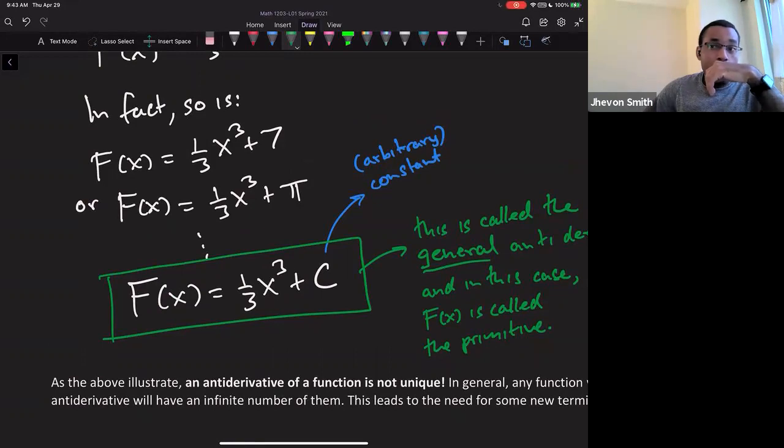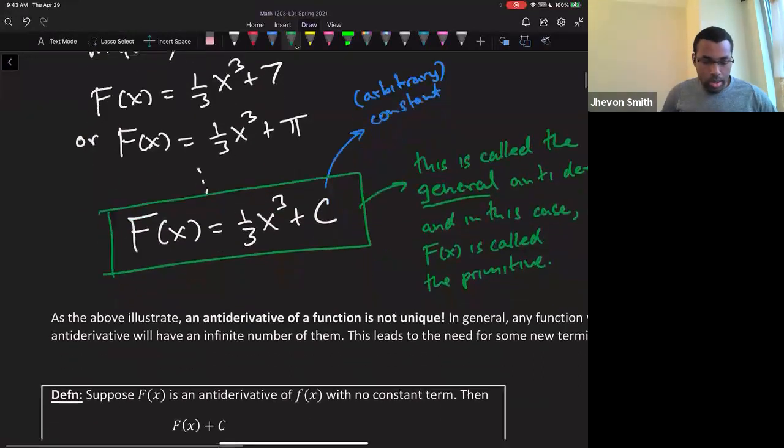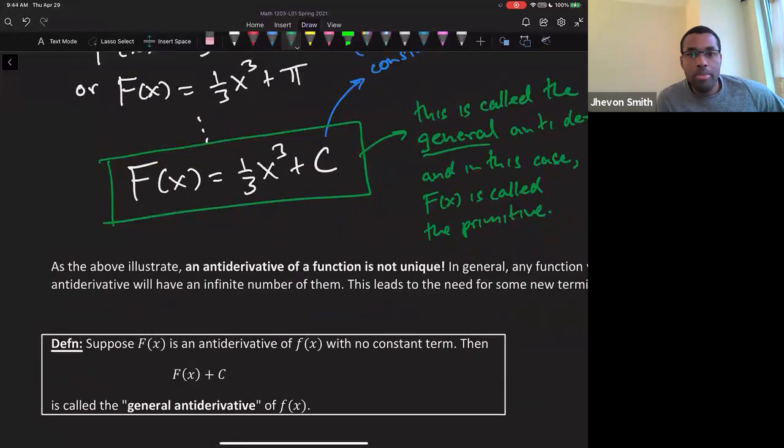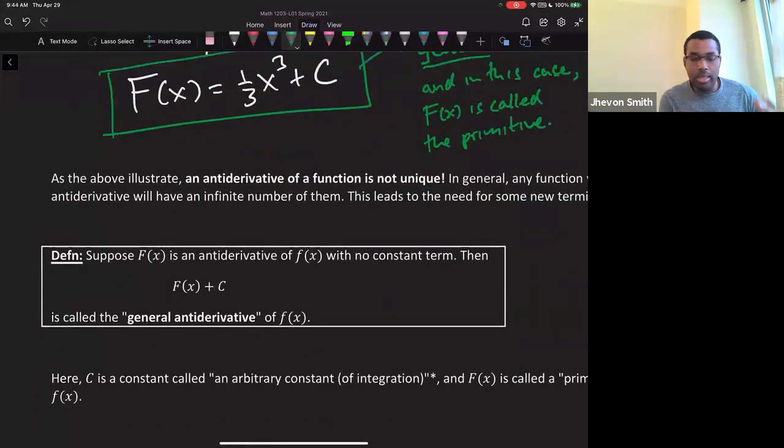It's also possible for your big F to be different. For x squared, your primitive is pretty much always going to be a third x cubed, but there are functions where the primitive itself can change, but that's when you have trig functions and it gets more complicated. So that leads us to this: suppose big F is an antiderivative of f of x with no constant term, then this is called the general antiderivative, big F of x plus c. And so here, the c is called the arbitrary constant of integration, and big F is called the primitive of f of x. Okay, cool.